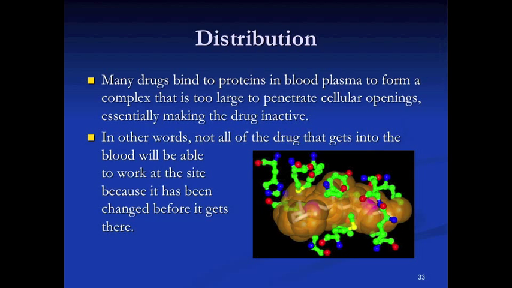Protein binding also has an effect. If drugs bind to proteins in blood plasma, they form a large complex, which prevents the drug from entering its site of action, metabolism, and excretion. In essence, the drug has been rendered inactive. Only free or unbound drug can be distributed and produce pharmacological activity.